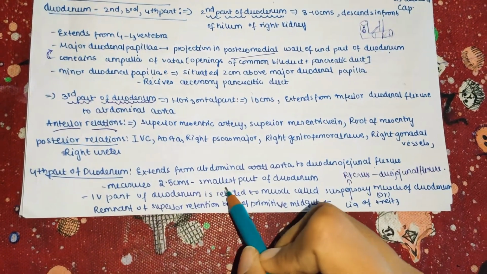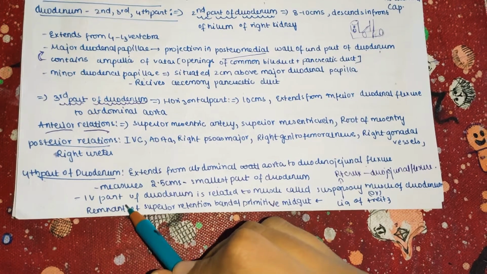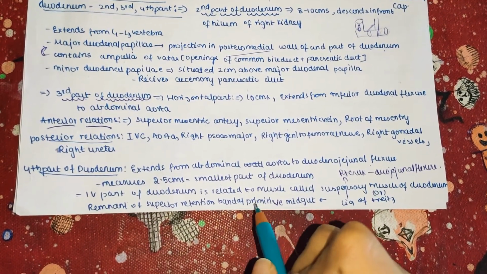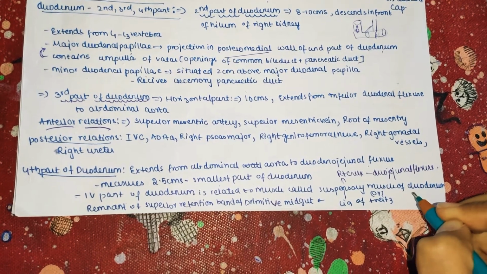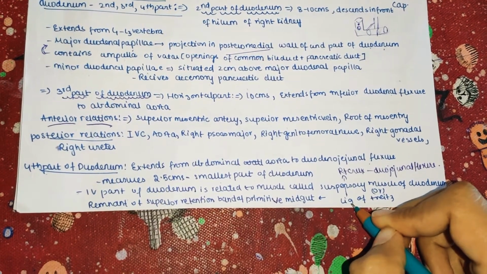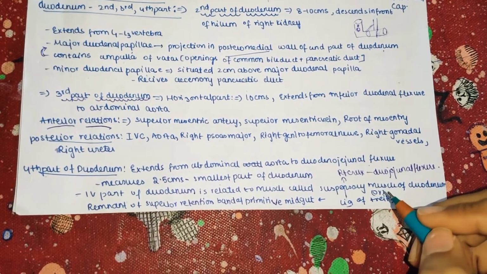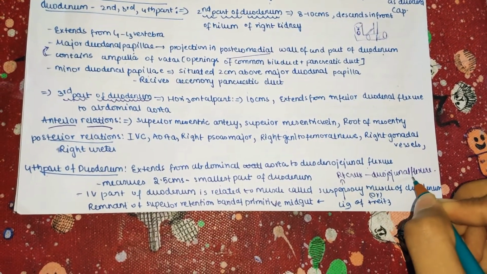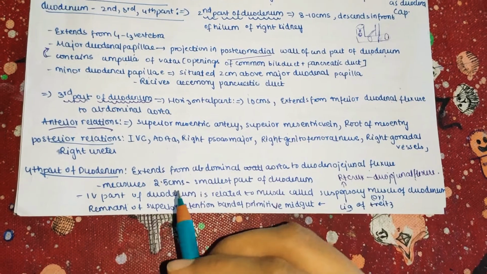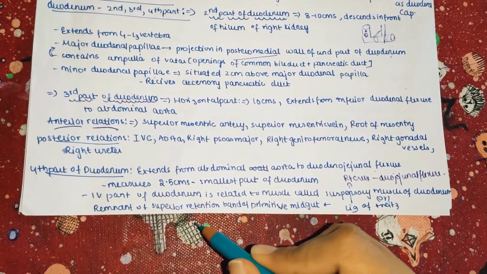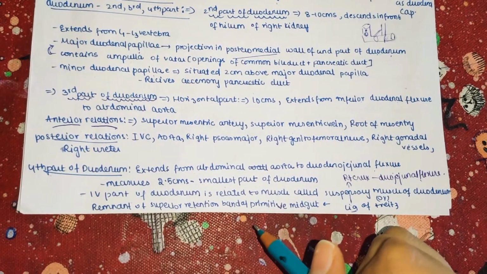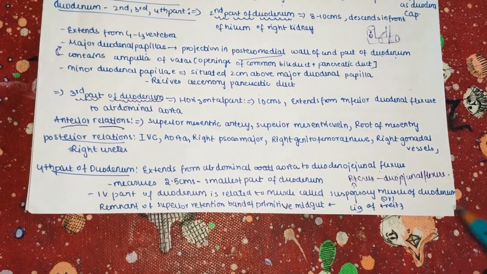Okay. It is the smallest part, and this fourth part is related to a muscle called the suspensory muscle of the duodenum, also called the ligament of Treitz. This ligament of Treitz extends from the right crus of the diaphragm to the duodenojejunal flexure. It is also a remnant of the superior retention bundle of the primitive midgut. That is our ligament of Treitz.